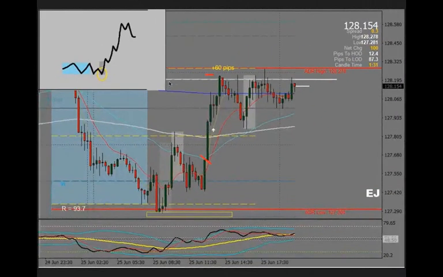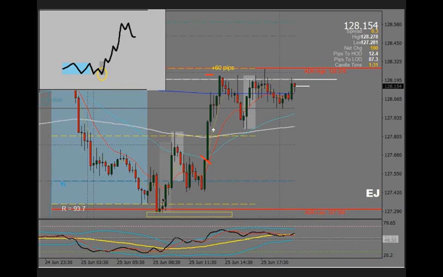All right, next we have EJ, all right? This is also a type 2 example. So we have our Asian box, all right? Here's our fast move out of the box, stop hunt, creates the first leg. Here's the low of the day, all right? Set your low of the day down here.